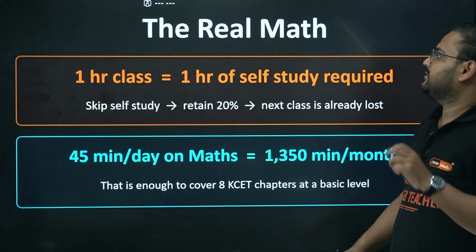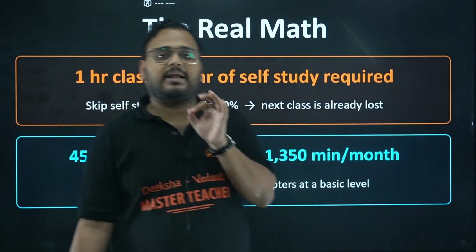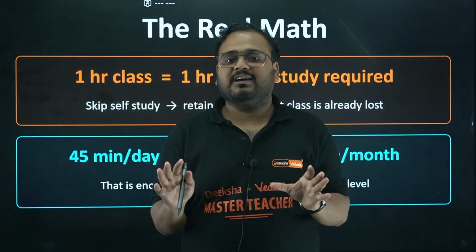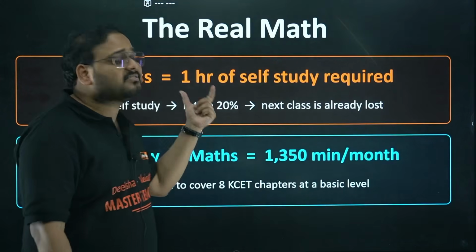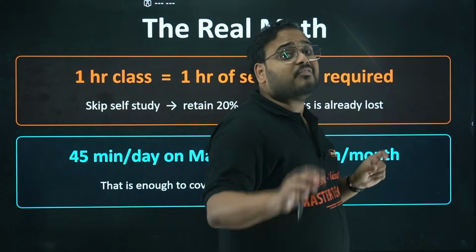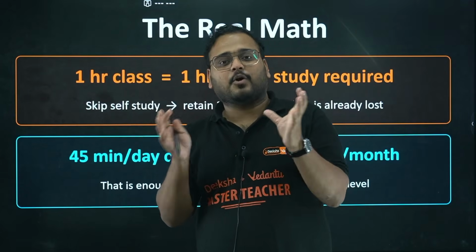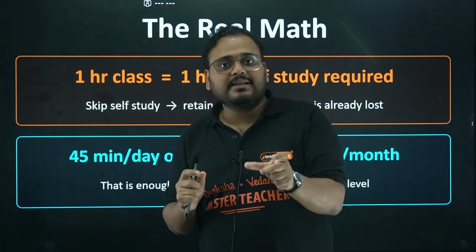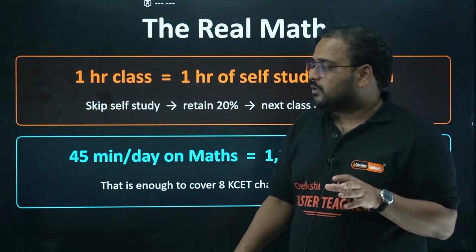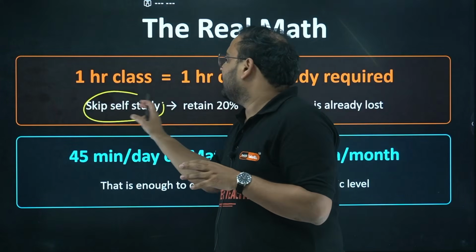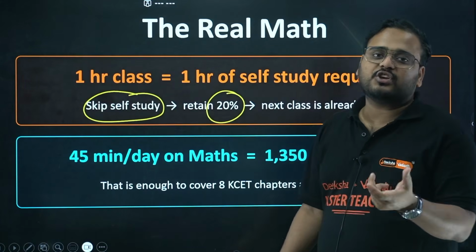Okay, next, the real math. 1 hour of class means 1 hour of proper lecture, whether it is online or offline. If I talk about just online, let's say 1 hour of class at least requires 1 hour of self-study, to cover that class content, lectures, theory, questions properly. You skip the self-study, what will happen? In the next class, you will not be able to retain this. Only 20% of the lecture you are retaining.